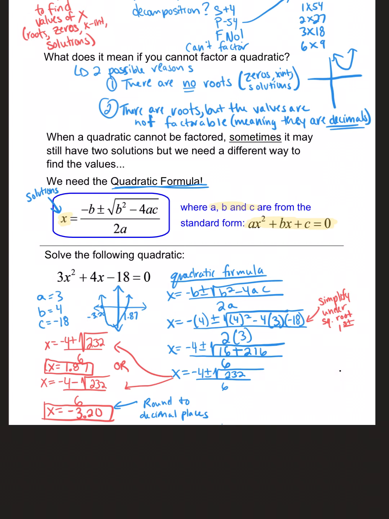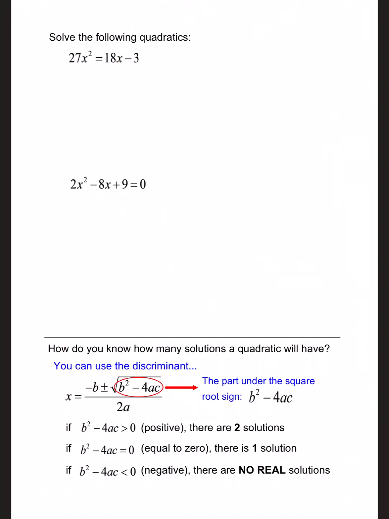Let's look at a few more examples. If you get a positive number under your square root, that tells me that I ended up with two solutions. So if I had a positive value under our square root, we got two solutions. That little part under our square root is our discriminant, and that's what that note is saying.